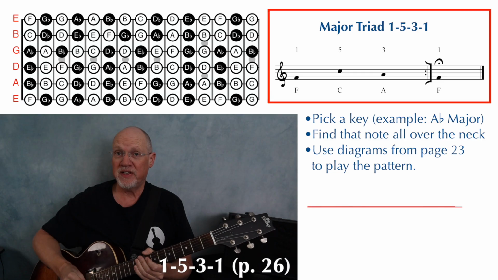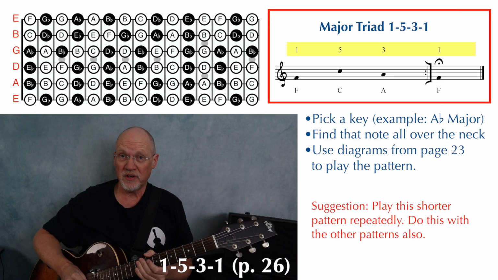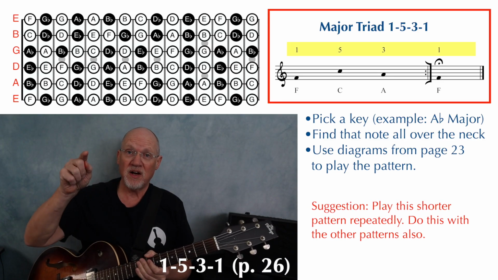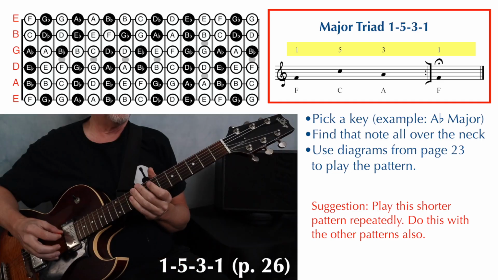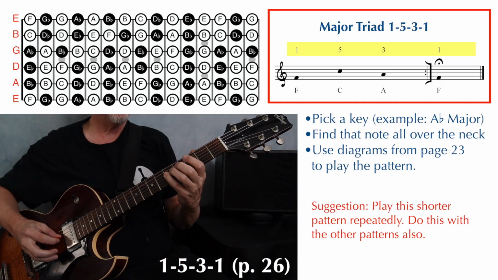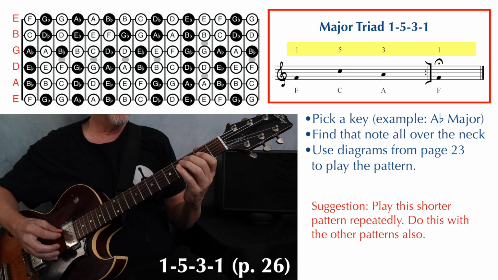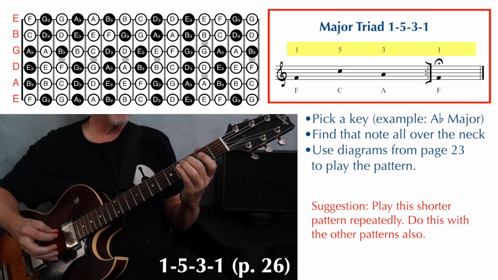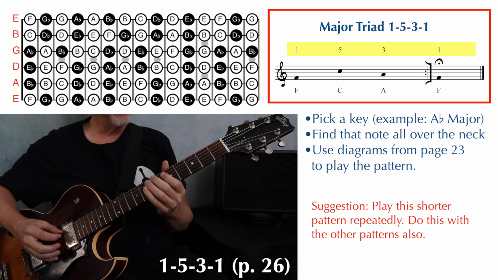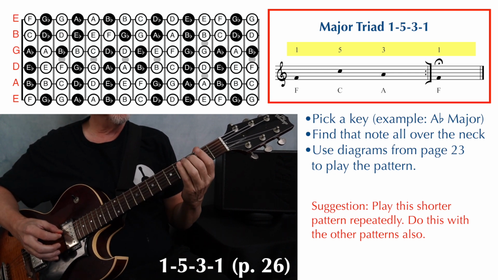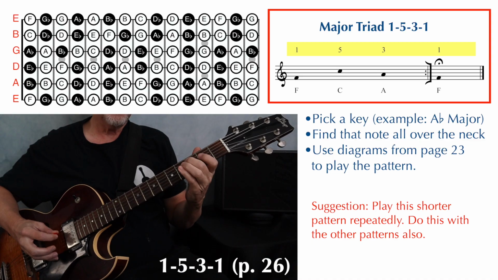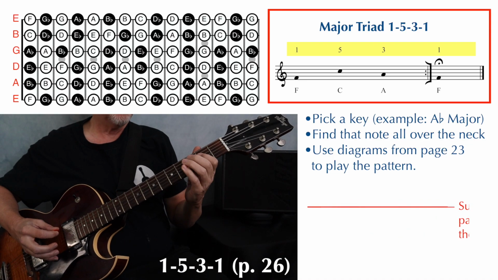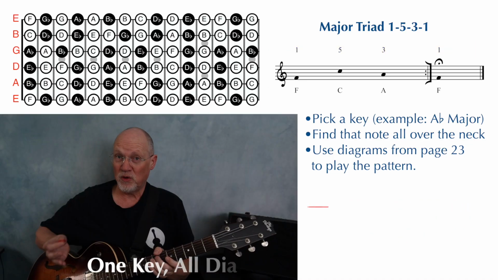Our third and final pattern in this lesson begins on the 1 again. We're going to play 1, 5, 3, 1. That's 1, 5, 3, 1. That's a pretty short pattern. I'm only going to play that pattern once when I play through all these, but if you like, you could repeat it.